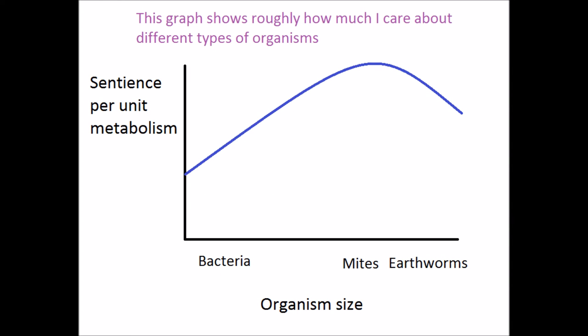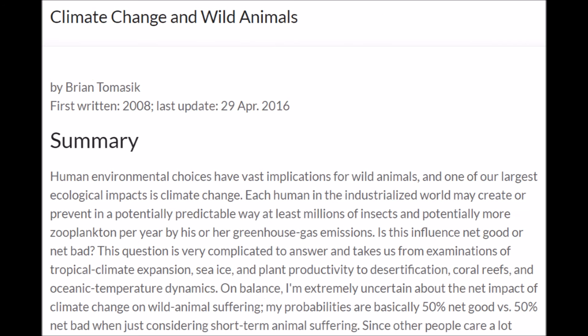Assuming you care less about bacteria per unit of metabolism than about invertebrate animals, then decomposition by bacteria is less bad. One consideration with anaerobic decomposition is that it releases methane, which is a more powerful greenhouse gas than CO2. But I'm currently quite uncertain about the net sign of climate change for wild animal and future suffering, so it's not obvious what to make of this point.